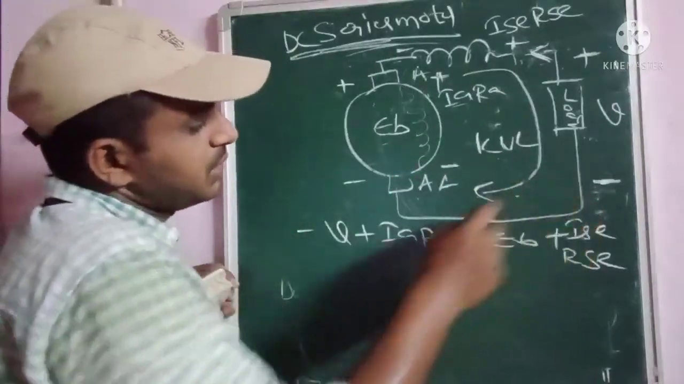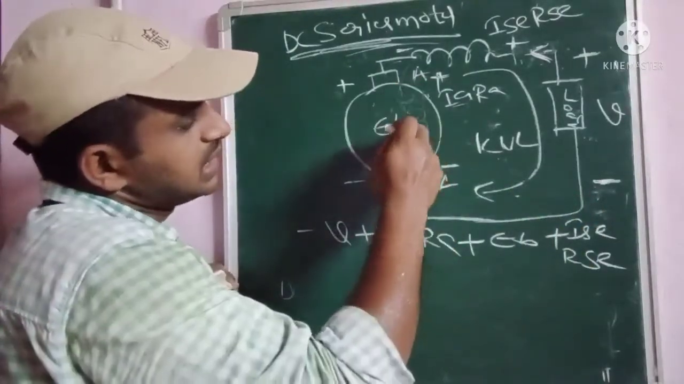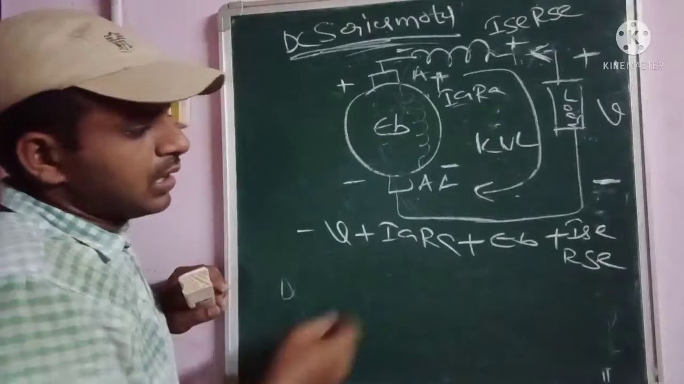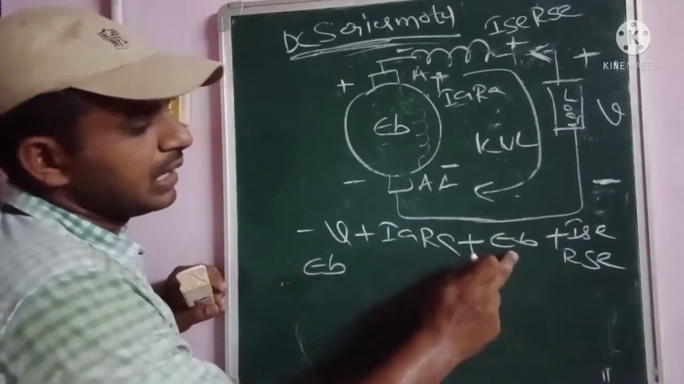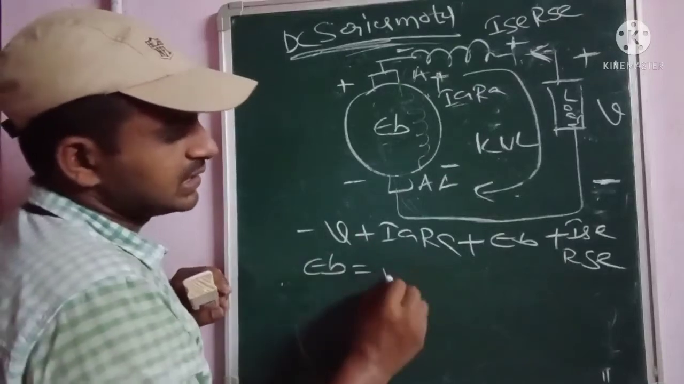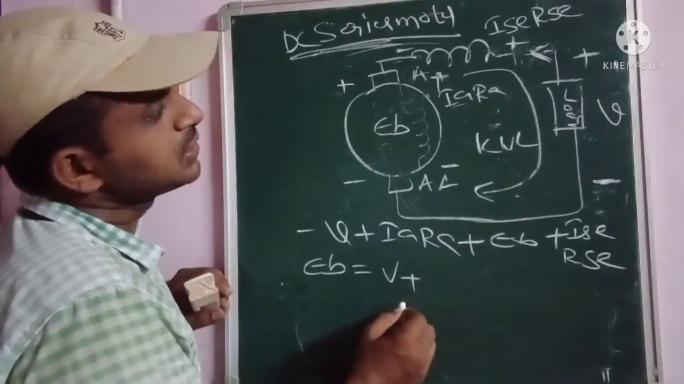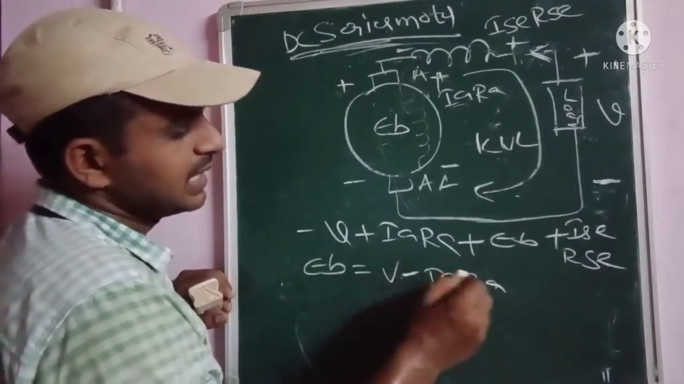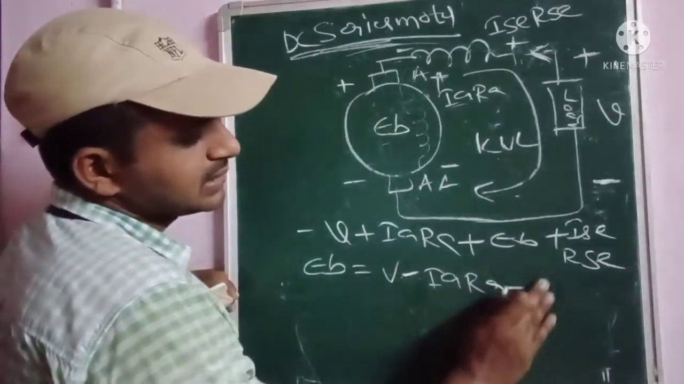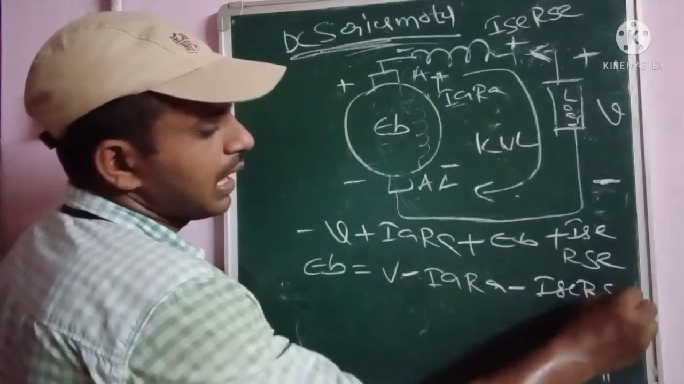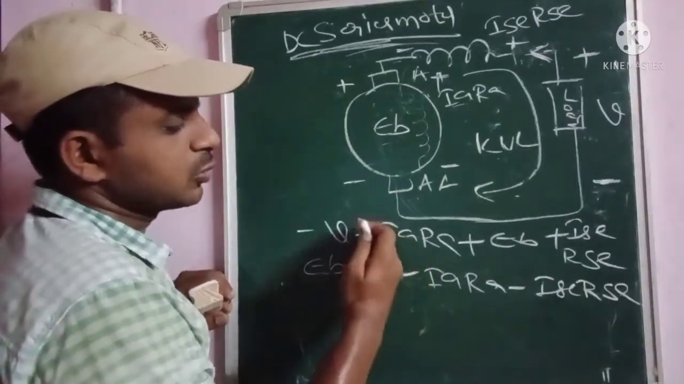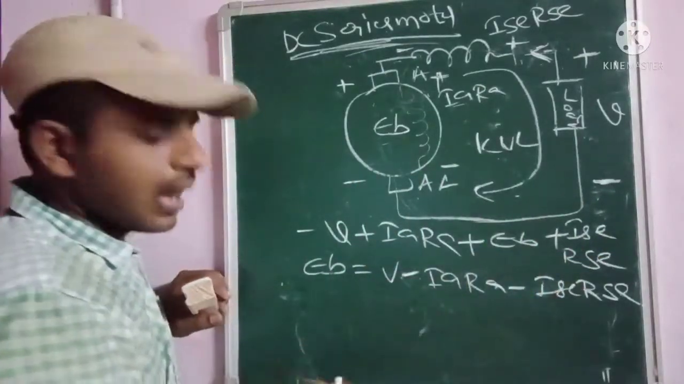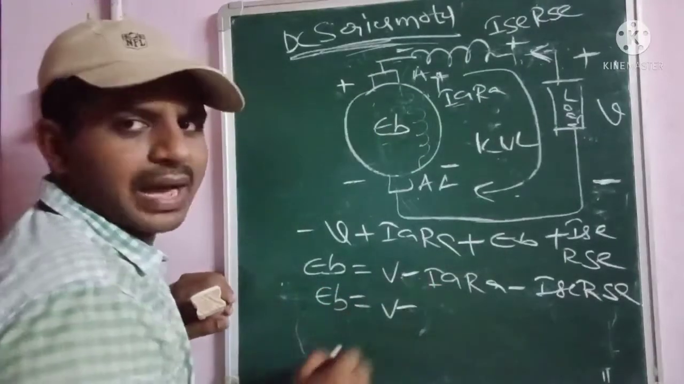So minus V plus Ia into Ra plus Eb plus Isc into Rsc equals zero. This is the total back EMF equation for the DC motor. To calculate the back EMF Eb, we shift the terms to the other side: Eb is equal to V minus Ia into Ra minus Isc into Rsc.